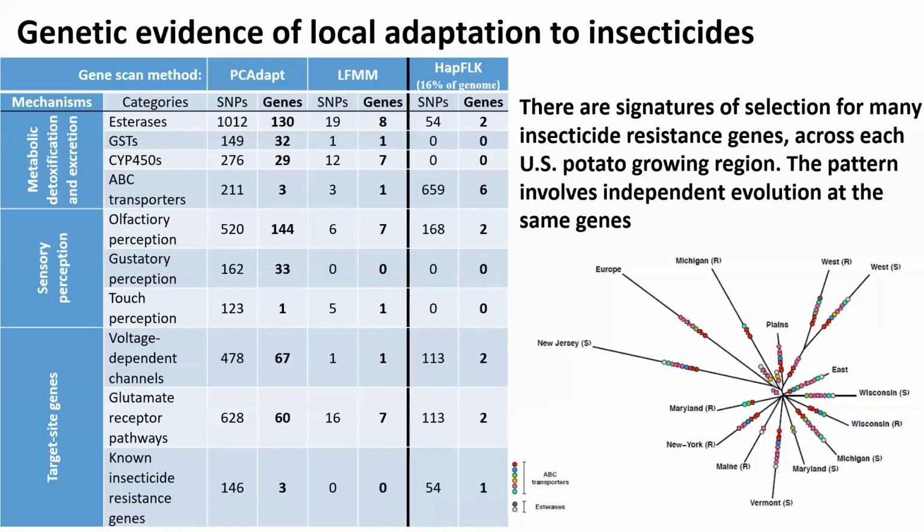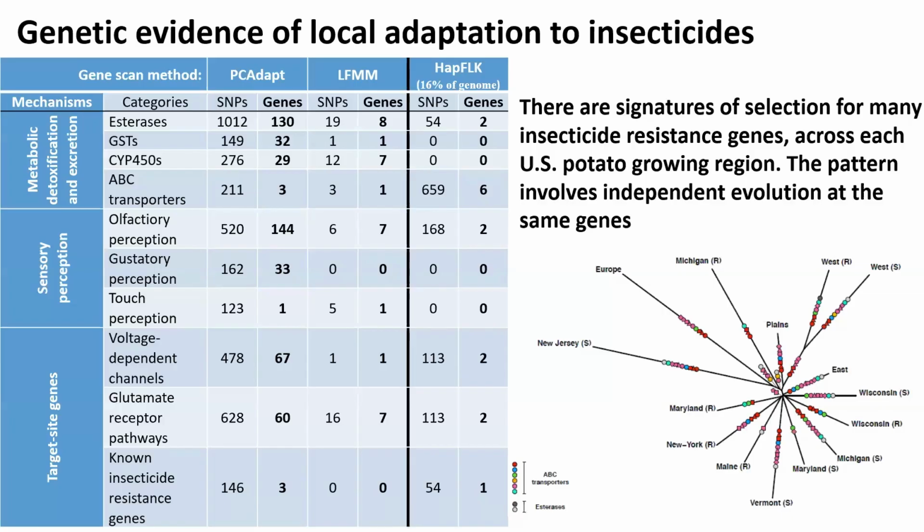The take home is that we found evidence for selection of many genes, and really in each of these populations, repeated evidence of genetic change. Often some of the same genes could be involved, but it wasn't the same mutations. So we saw this independent evolution of resistance, and particularly in many of the detoxification pathways.